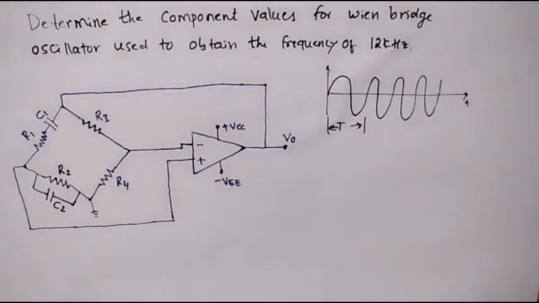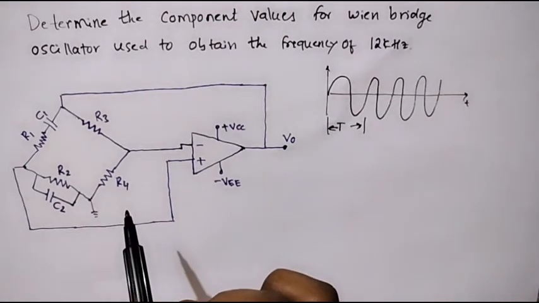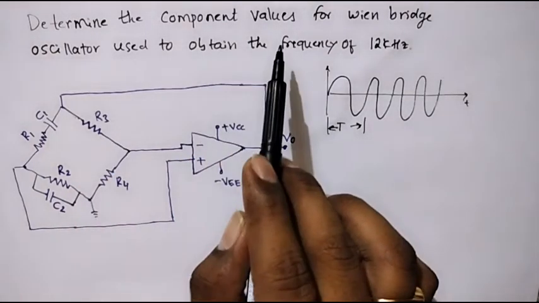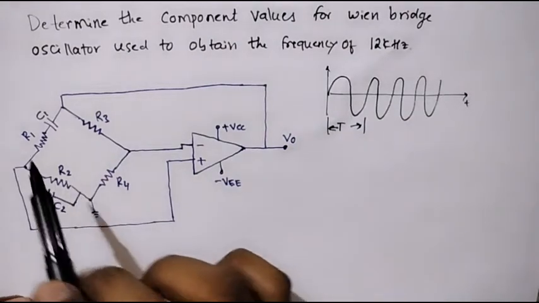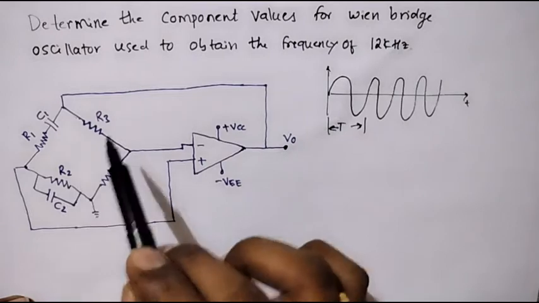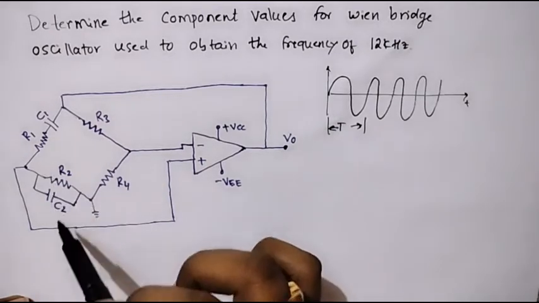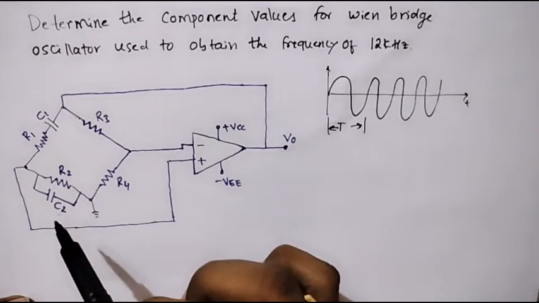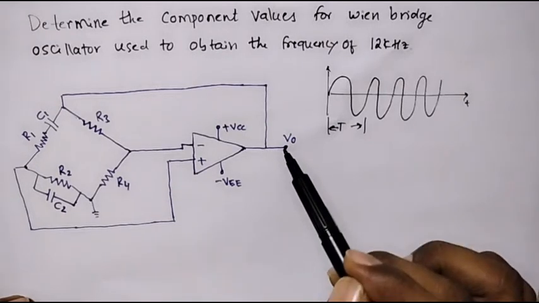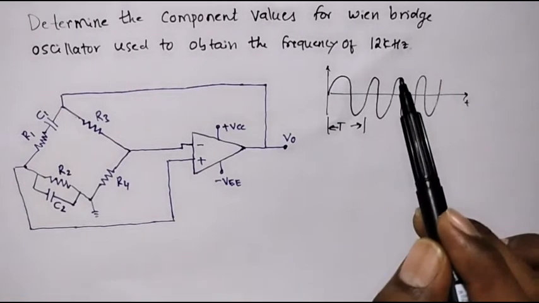Here I have shown the circuit for Wien-Bridge oscillator. Determine the component values. It means that we are supposed to calculate or find the values of R1, R2, R3, R4, C1 and C2 such that it should produce the output signal which oscillates with a frequency of 12 kHz.